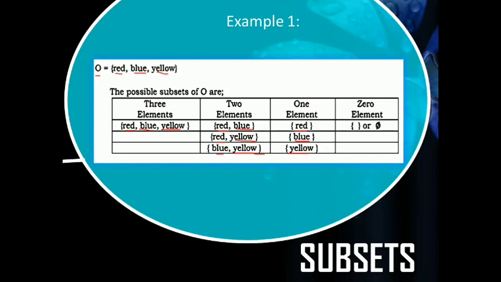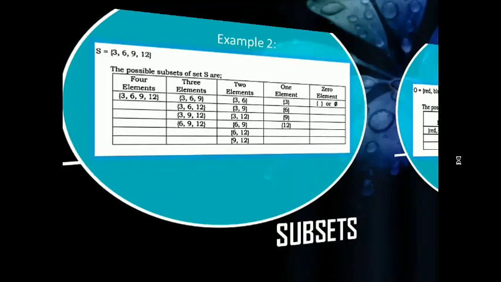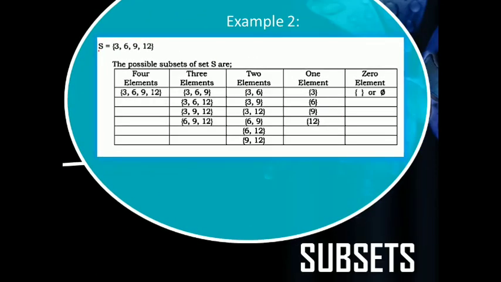And if there is 0 element, it will be an empty bracket or this symbol. Okay, so another example. Let's take a look at this set. The set S has the elements 3, 6, 9, 12. So the possible subsets of set S are, if there are 4 elements once again, we will write all the elements that are included, which is 3, 6, 9, and 12.